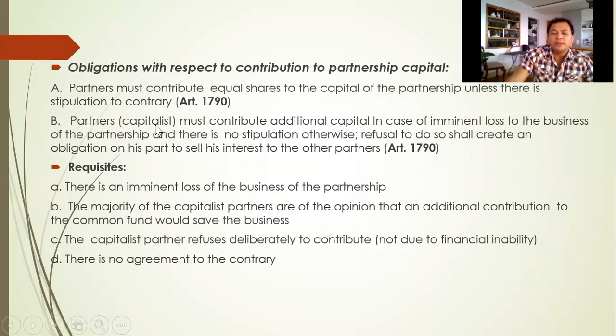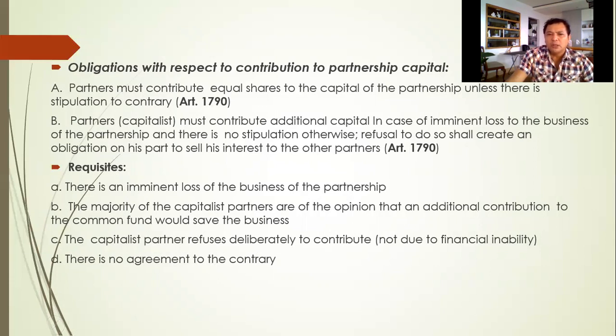Letter B, partners or capitalist partners must contribute additional capital in case of imminent loss to the business, and there is no stipulation otherwise. So, if nothing is stipulated, they will not contribute additional. In this case, letter B, the partnership is on the verge of losing the business, no? They are about to lose. So that's why, in order to revive the partnership, the capitalist partner must contribute additional capital.